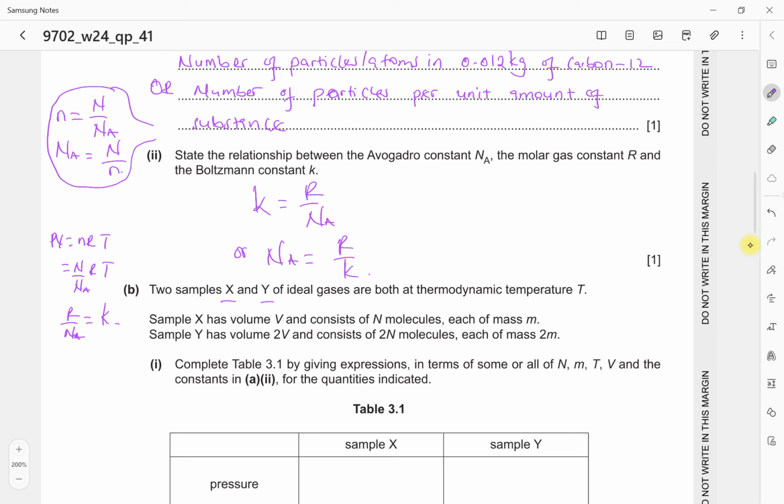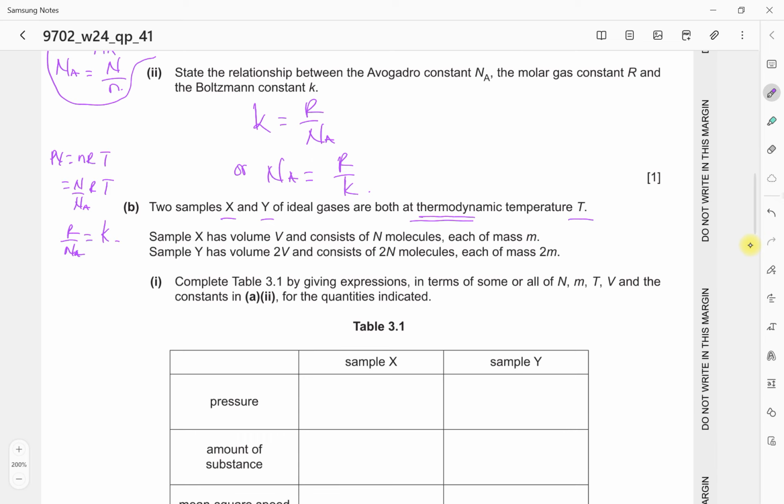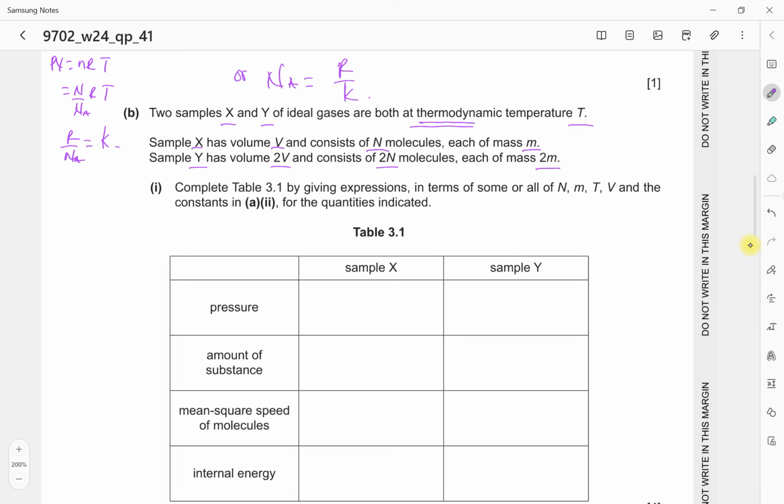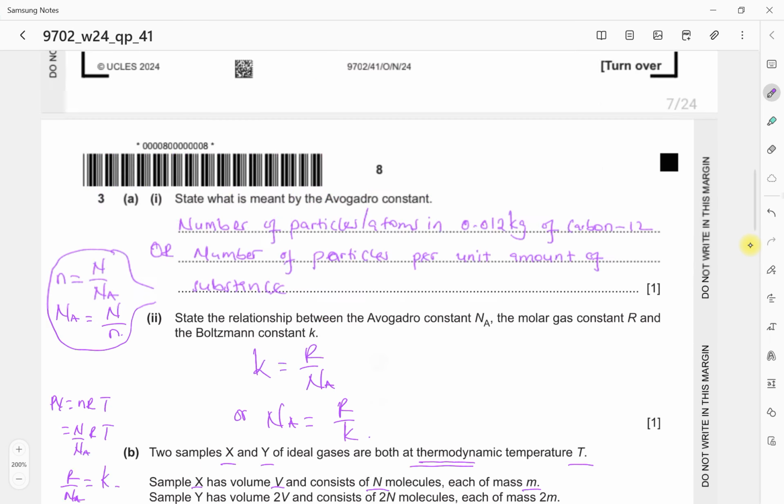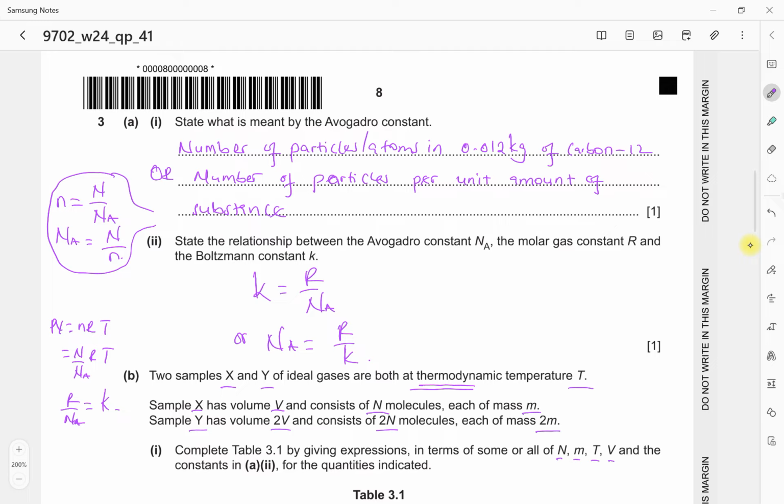Two samples X and Y of ideal gases are both at thermodynamic temperature T. Sample X has volume V and consists of N molecules and mass M. Sample Y has volume twice V, consists of 2N molecules and mass 2M. Complete the table by giving expressions in terms of some or all of N, M, T, V, and the constants in part (a)(ii) for the quantities indicated. Constants, that is k, R, and Na.